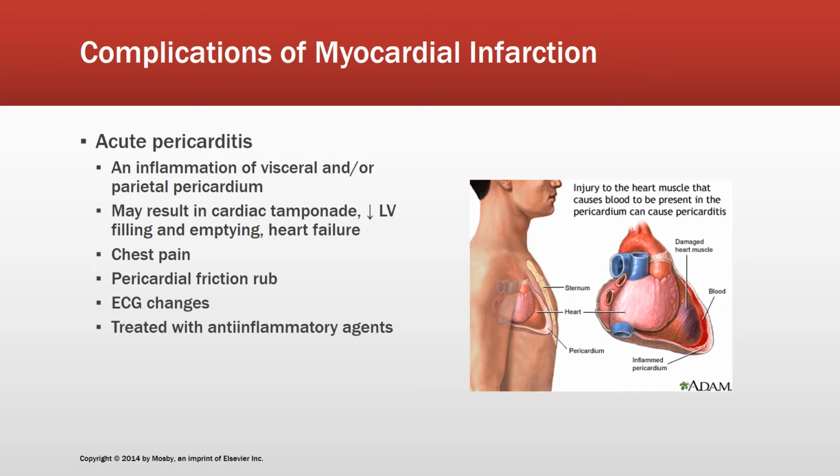The patient may have hypotension and narrow pulse pressure, and all of this is associated with decreased left ventricular filling and emptying. Diagnosis of this can be made with a 12-lead EKG. Sometimes the EKG changes that would be noticed are diffuse ST segment elevations. This reflects the inflammation of the pericardium. Treatment includes pain relief with NSAIDs, aspirin, and corticosteroids.